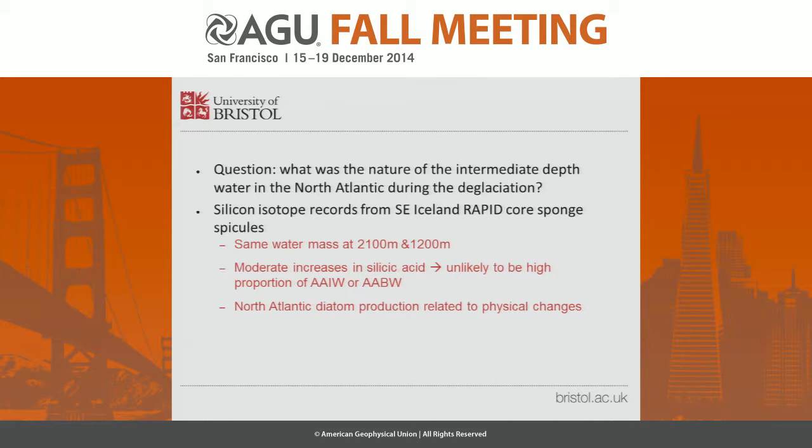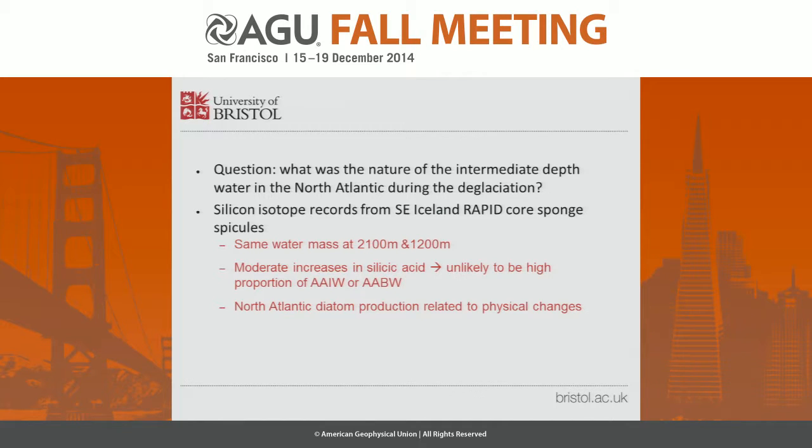And just in case any of you need to leave or I've run out of time, this is the punchline. I'll be showing you some silicon isotope records from off the southeast coast of Iceland, again using spicules. And these two cores are at 2,100 and 1,200 meters, and they very much suggest that it's the same water mass at those two depths.